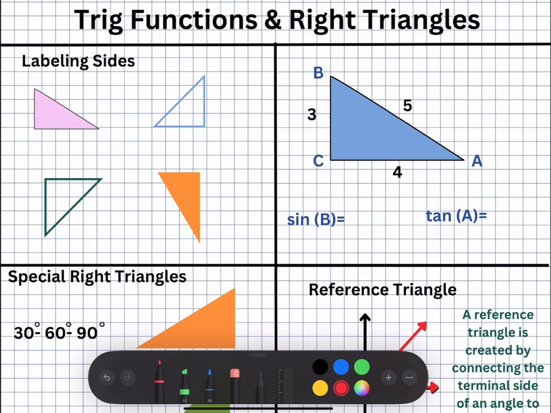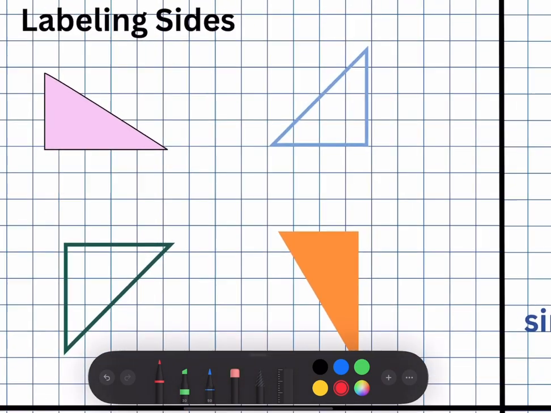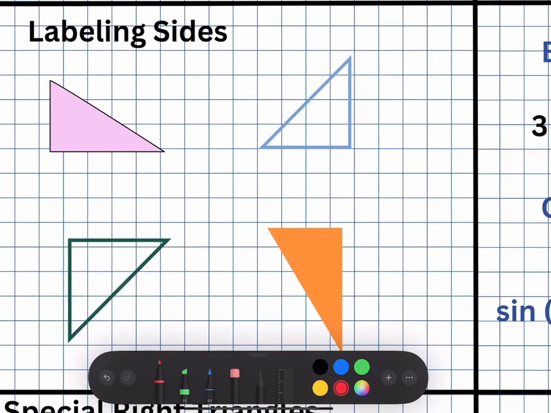Today we're going to be going over trig functions and right triangles, which are extremely important in calculus. So the first thing I need you all to be able to do is to label your sides. When we're labeling sides, you're going to be given an angle like theta or alpha or beta or phi. These are all Greek letters, or you can be given a capital letter. And you need to be able to label your sides, okay?